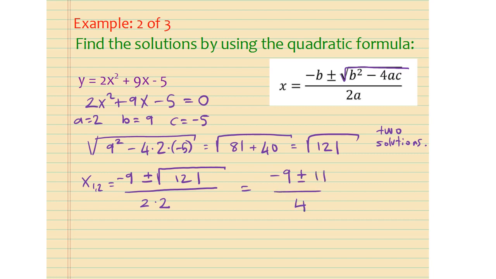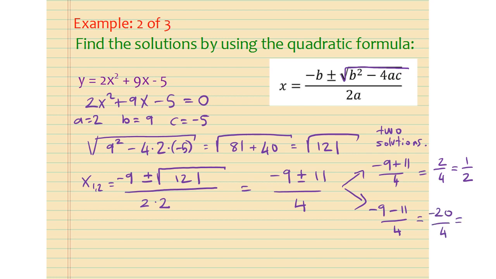So we are going to have a solution where we use the plus. We are going to have a solution where we use the minus. So I will write two solutions in here, negative 9 plus 11 over 4 and negative 9 minus 11 over 4. This will give us 2 over 4, which can be simplified to 1/2. This will give us negative 20 over 4, which will give the result as negative 5. So we have found two solutions.